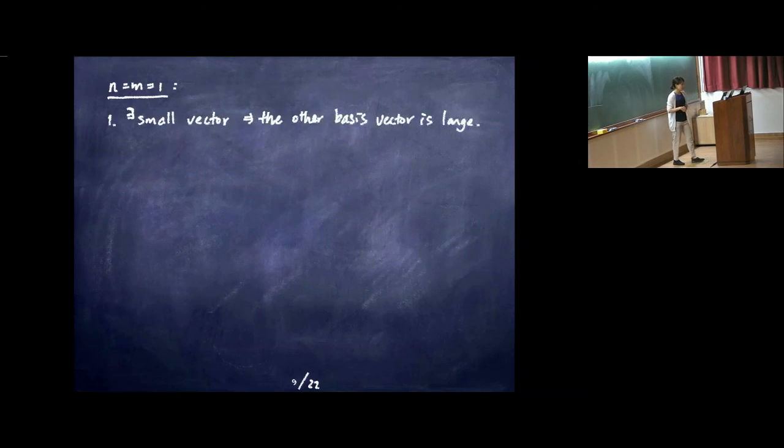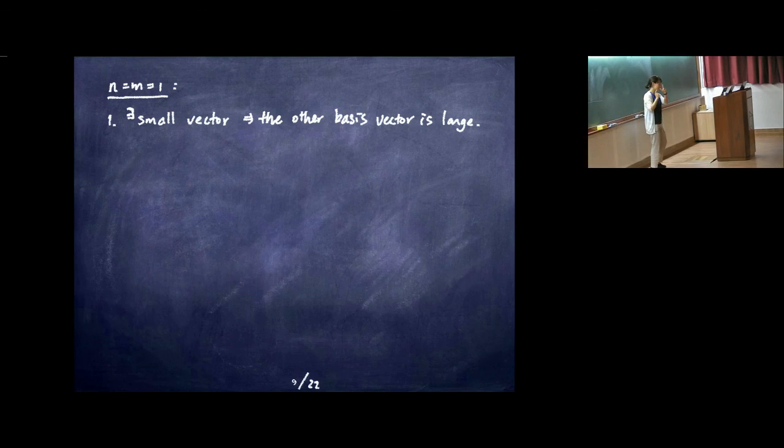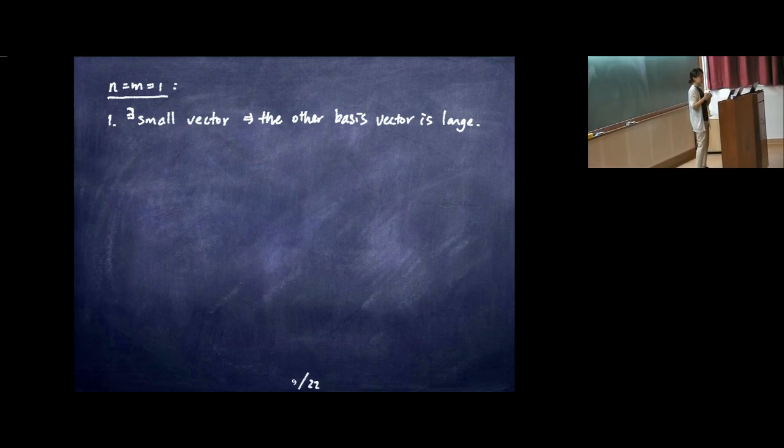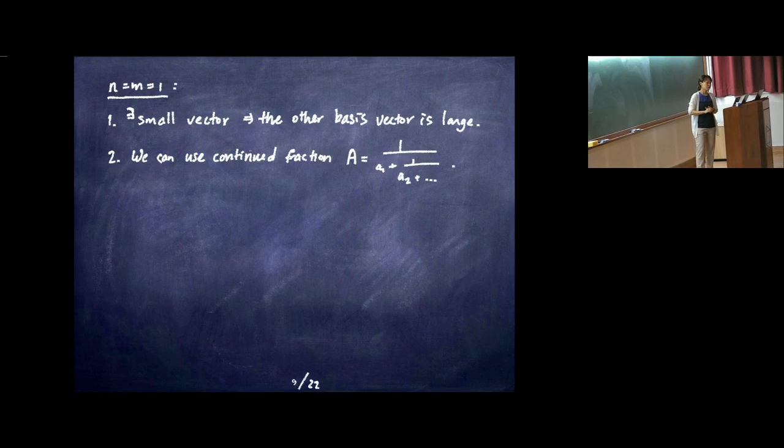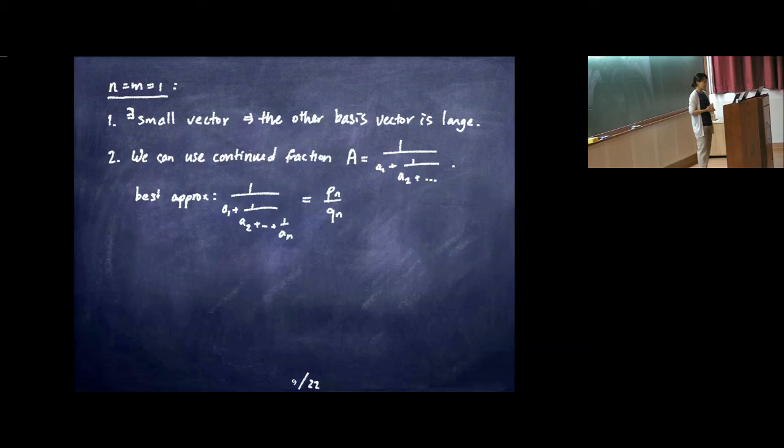Okay, so when n and m are both 1, so we are in dimension 1, the corresponding lattice is two-dimensional, right? So we have just two basis vectors. If you have a very small vector, then the other basis vector will be very large. So we can use this property. And moreover, we can use the continued fraction expansion for A. So we can compute everything in terms of the best approximations.